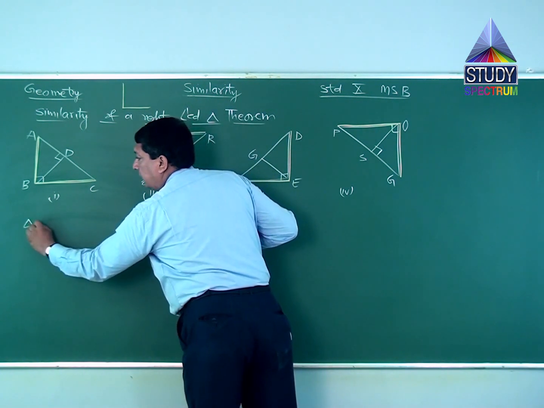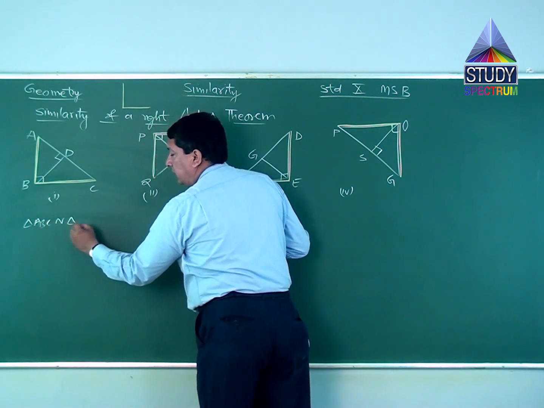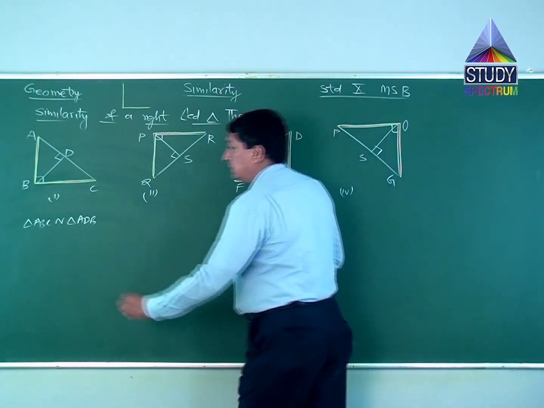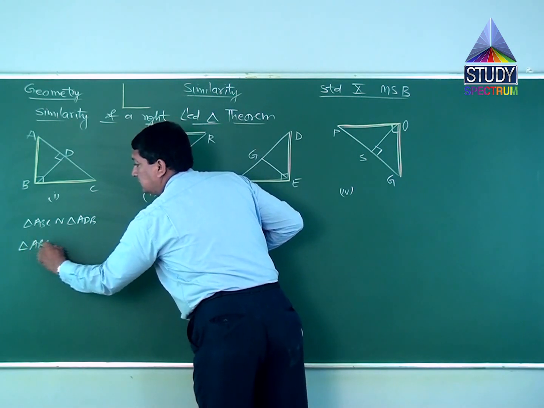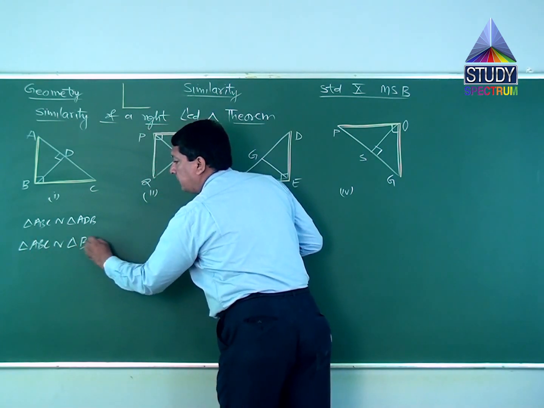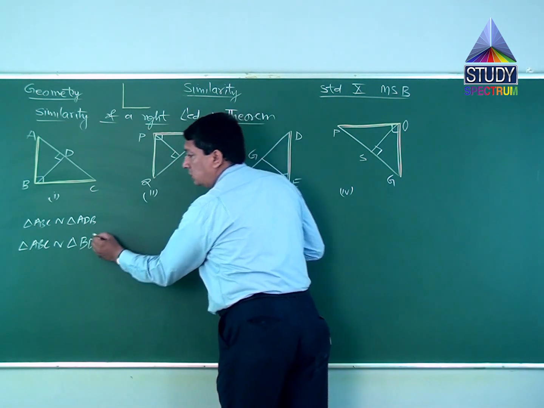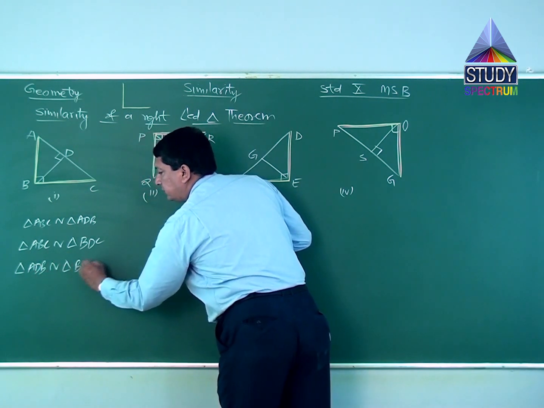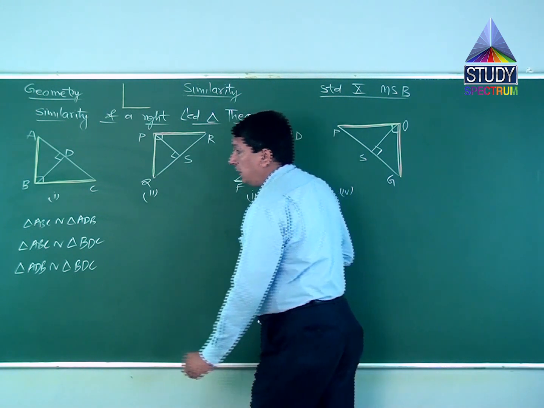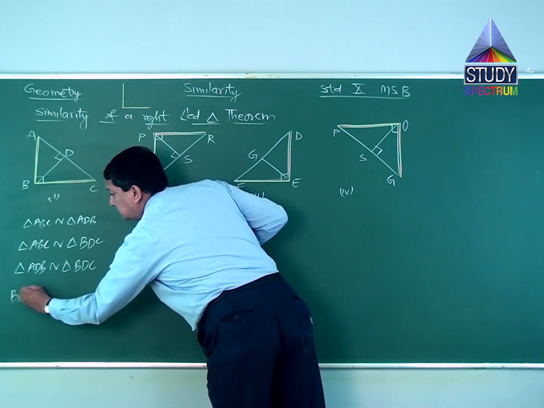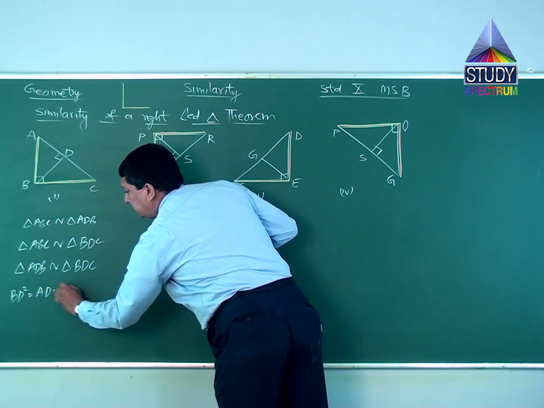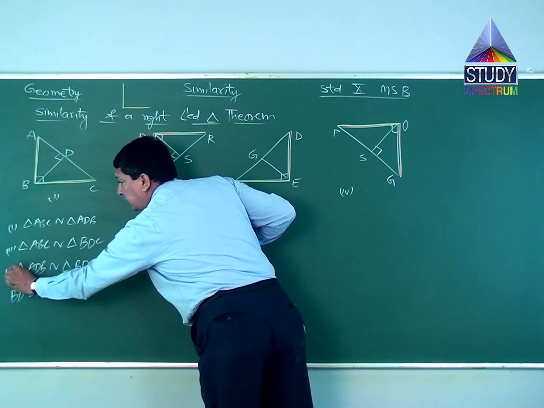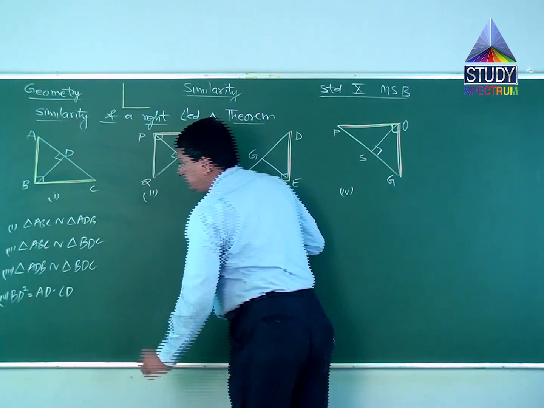Now we know that triangle ABC is similar to triangle ADB by the similarity of a right angle triangle theorem. Second, triangle ABC is similar to triangle BDC. Third, triangle ADB is similar to triangle BDC. And fourth, which is the geometric mean property, we can write BD square as AD into CD. This is your geometric mean property. These are the four answers which we get by using the similarity of a right angle triangle theorem.